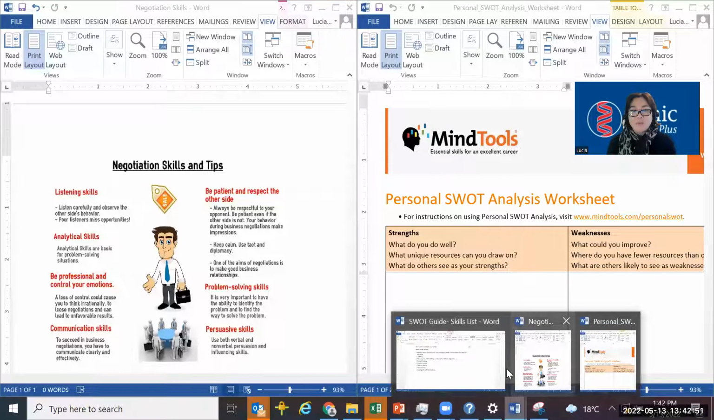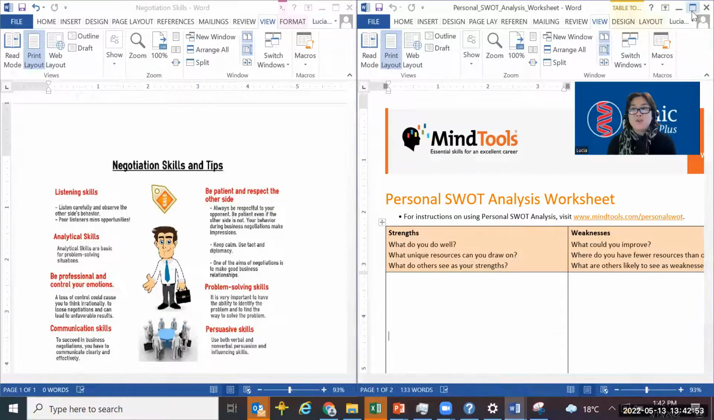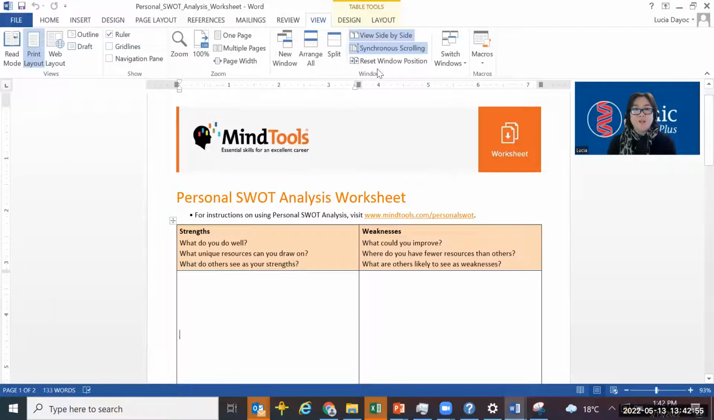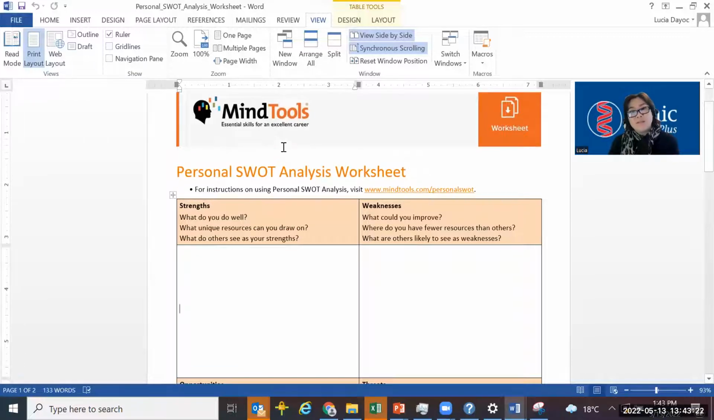Okay, so let's get into the template itself. I actually got this template from Mind Tools. It's a very good website, and it has a lot of information that could help you learn how to become more emotionally intelligent, even in leadership and management, and so on. So there are a lot of things that you can get out of this website. But one of the things that I really love is their SWOT analysis worksheet.